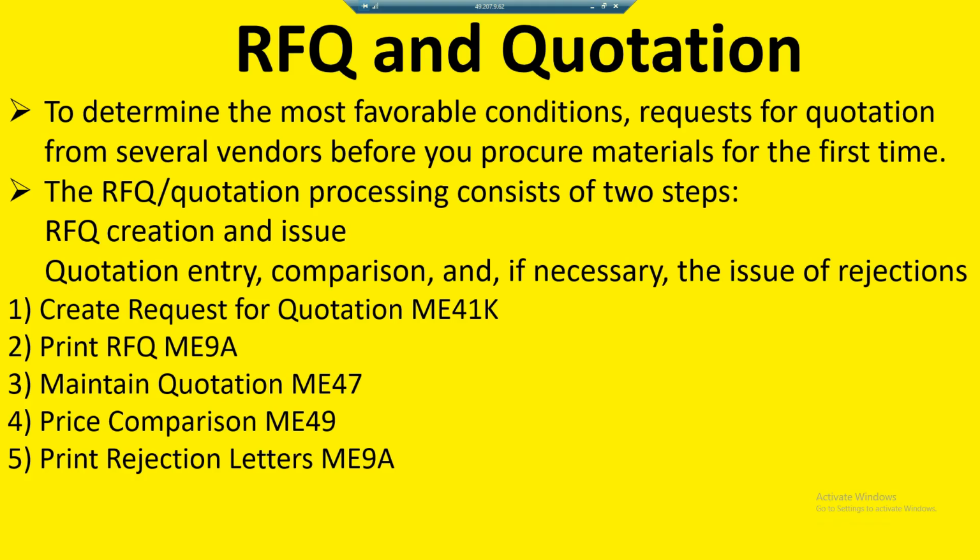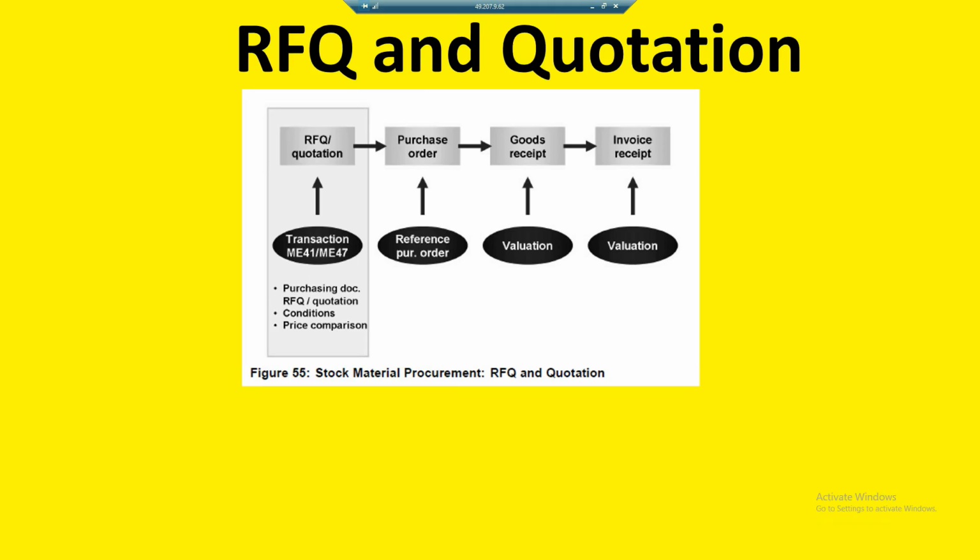What we will see: create a request for quotation using ME41K, print the RFQ using ME9A, maintain the quotation using ME47, do the price comparison using ME49, and print rejection letters using ME9A. What are the following documents for an RFQ/quotation? It can be converted into a purchase order. Subsequently, we can do the goods receipt and invoice receipt.